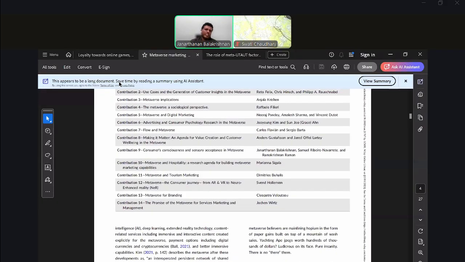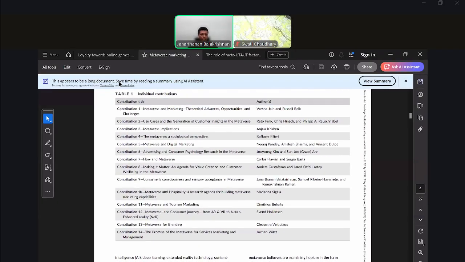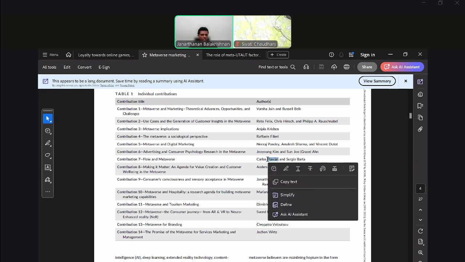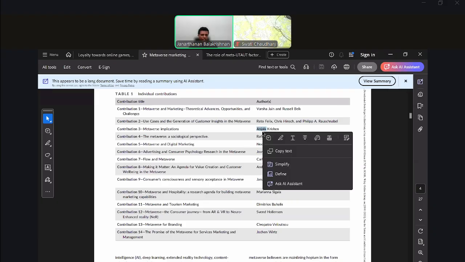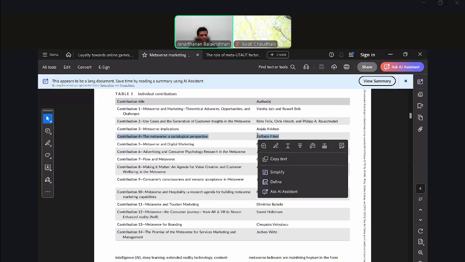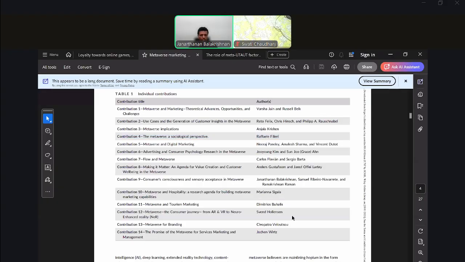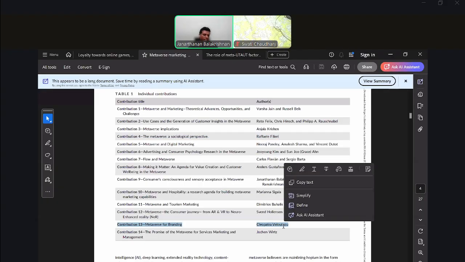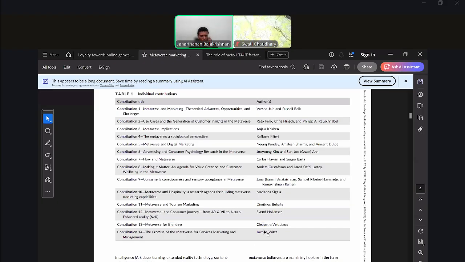Every paper's contribution, each and every contribution, is CC'd to everyone. And you can see Carlos Flavian is the editor-in-chief of one journal with Sergia. Rafael Fileri is another editor-in-chief with Varsha Jain, you know very well, she's from India. And Cleopatra is the editor-in-chief of Journal of Brand Management. And John Witz is the Journal of Entrepreneurship.